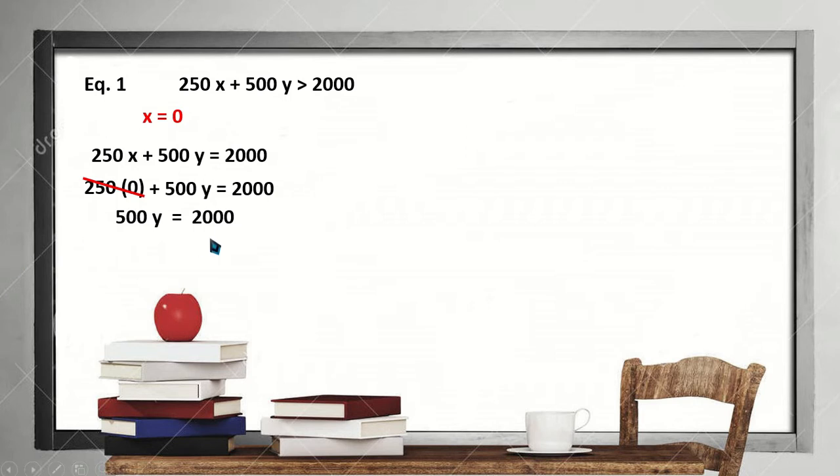So ang gagawin natin para makuha natin yung value ng y, i-divide natin both sides by 500. So makakancel at ang matitira ay 4 na lang. So we have y is equal to 4.